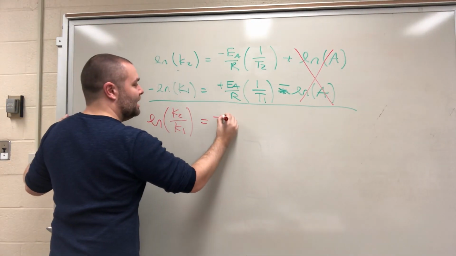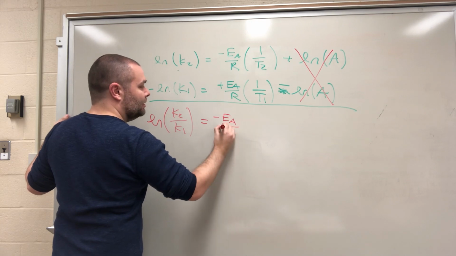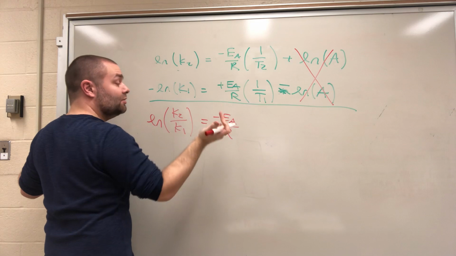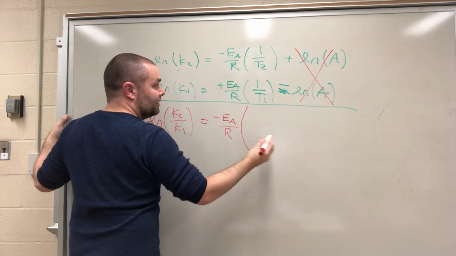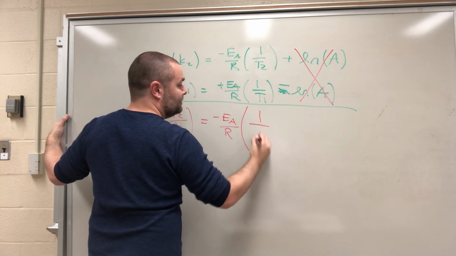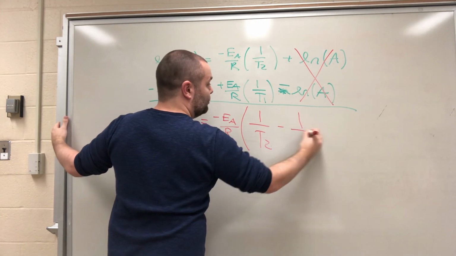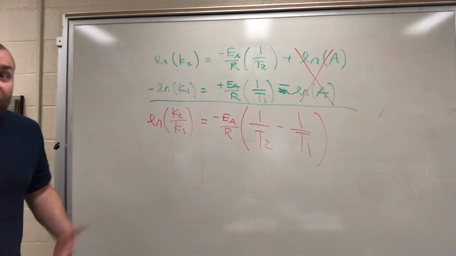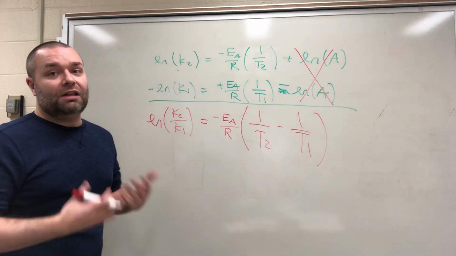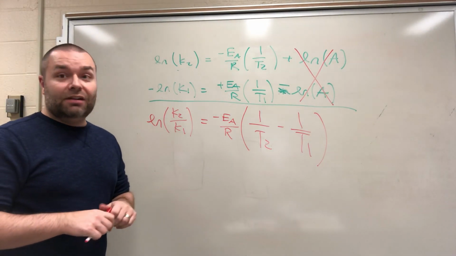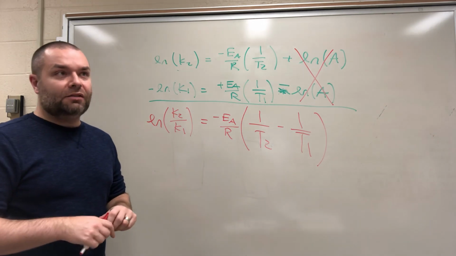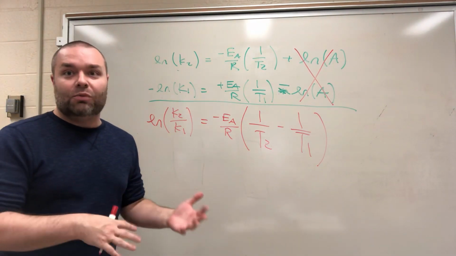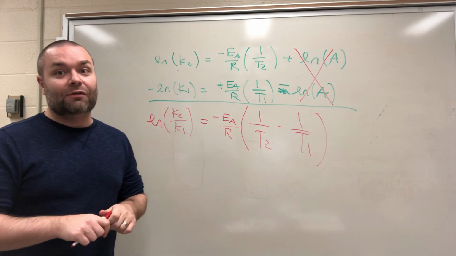Over here, I'm going to pull out a negative E sub A over R. If you look at each one of these terms, they're going to have an E sub A over R. I'm also going to pull out the negative sign, so I can write this as 1 over T2 minus 1 over T1. And then you're done. This is the two-point form of the Arrhenius equation, and from a form perspective it looks exactly like our two-point form of the Clausius-Clapeyron equation we had before.